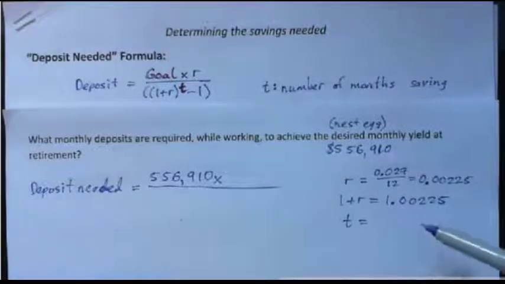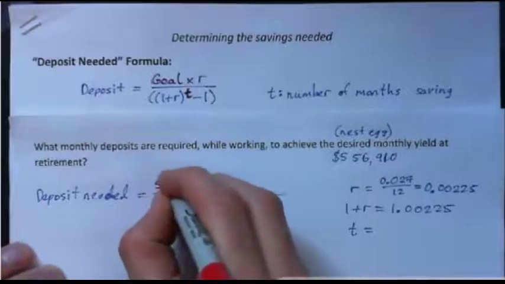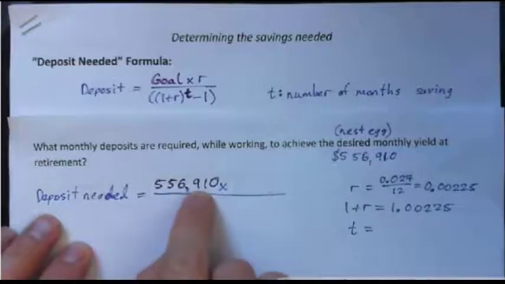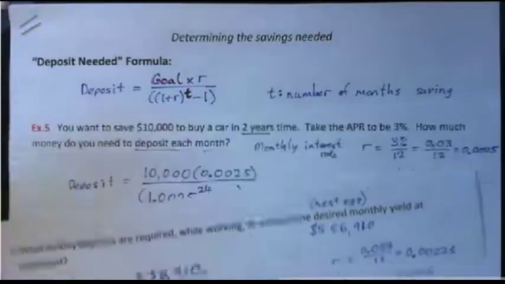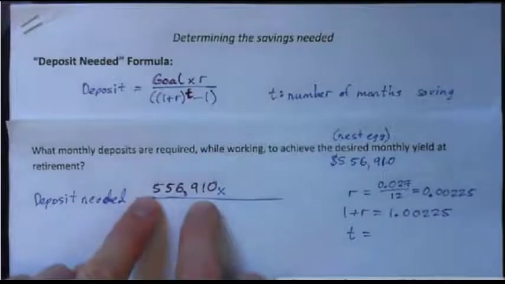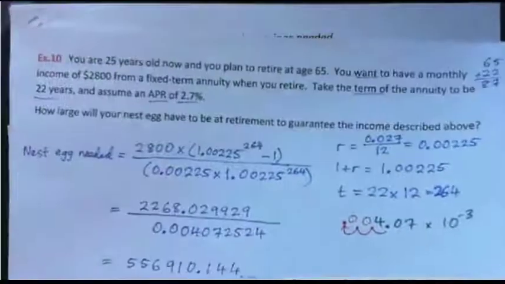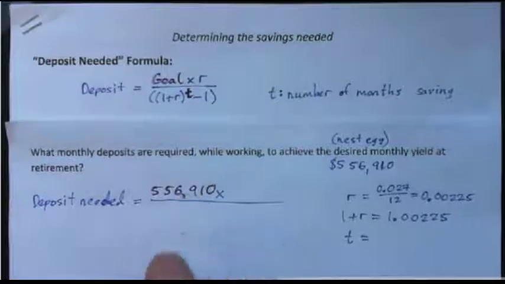Now, what is T? So this is the goal. This is the amount of money we want to get, 556,910. What are we trying to calculate? We're trying to calculate how much we have to deposit each month into our savings account in order to come up with this big number, right? So what is the time we're thinking about here? What we're thinking about is the number of months we'll need to save while we're working to get this big number. Does that make sense? So this is a different T. This isn't 264. It's going to be a different T than the previous examples. You got to watch out for that. This is the number of months we'll need to save, put deposits into our account each month to get this big number, right? So what is that?